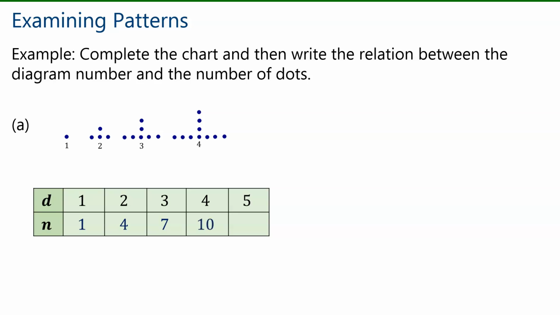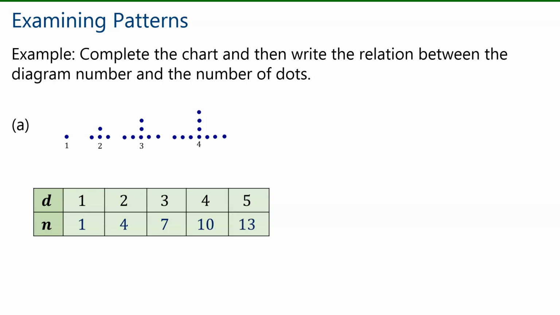Now we're not given the fifth diagram, but you can draw it out to see the pattern, or if we look at what we have so far, 1 to 4 to 7 to 10, you might notice that they're increasing by 3s. So that means the next number should be 13.